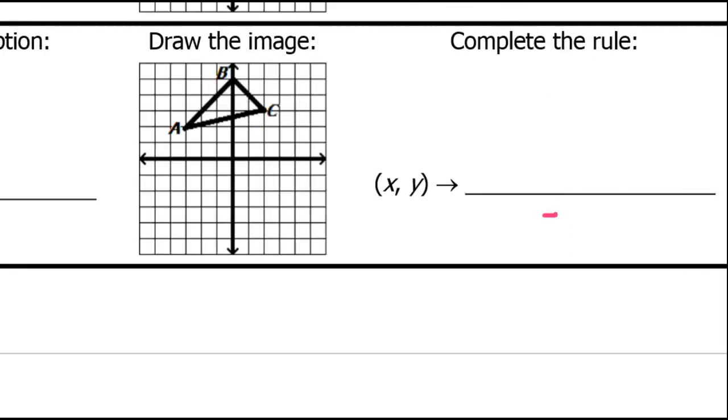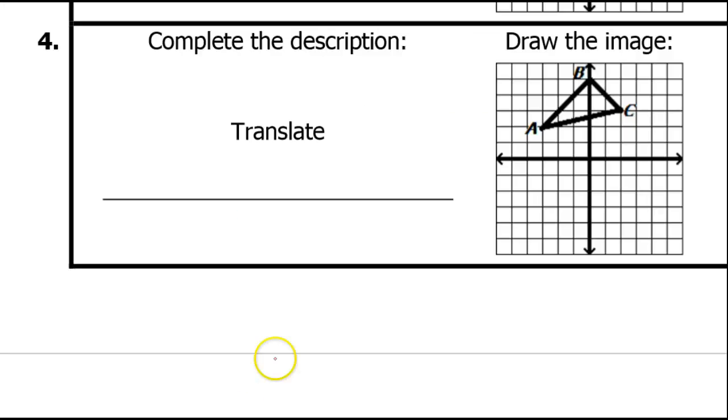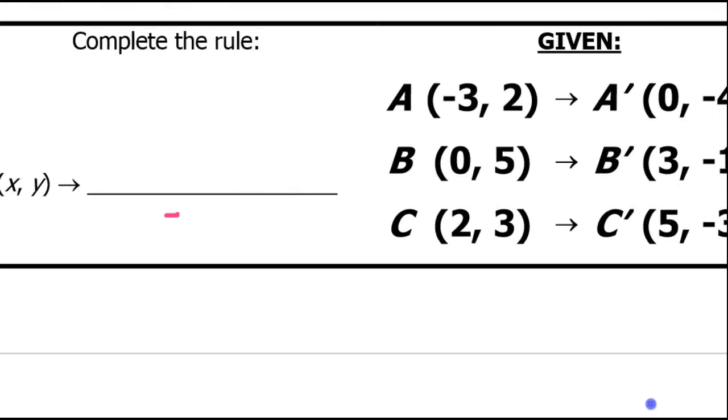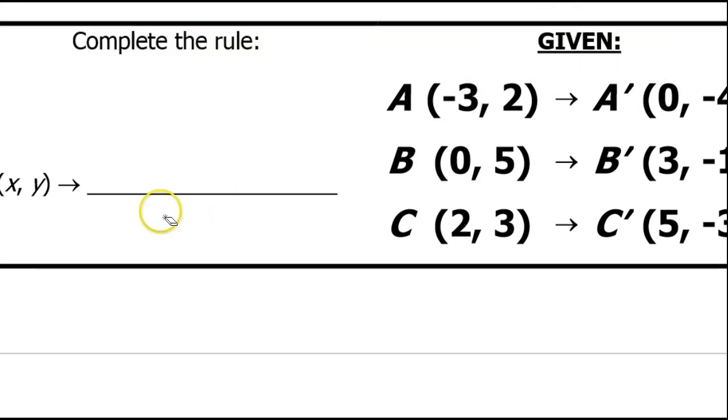Okay, for number 4, finally we are given the original point and we are given the new point. And we have to figure out what the rule was, and we have to do the graph, and we have to figure out what the translation was. Okay, well, negative 3 became 0. How does negative 3 become 0? Well, we must have added 3.